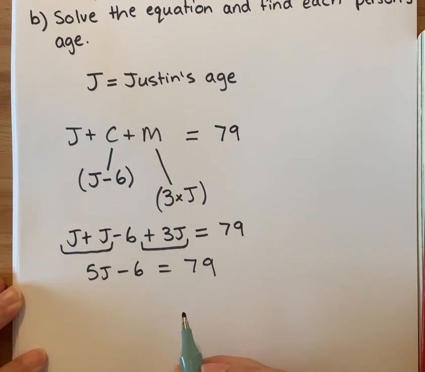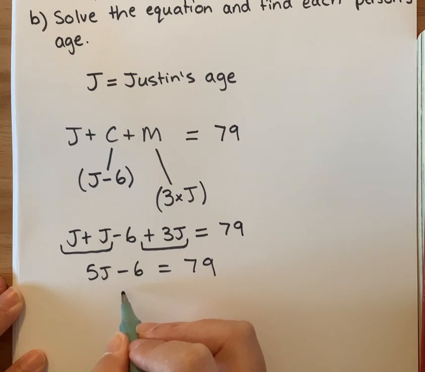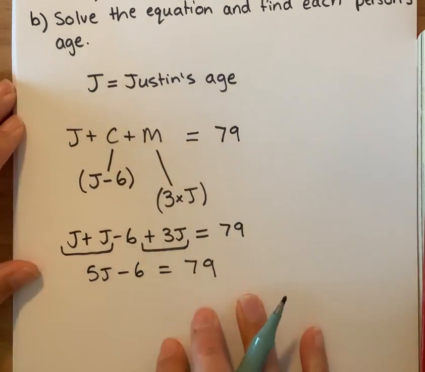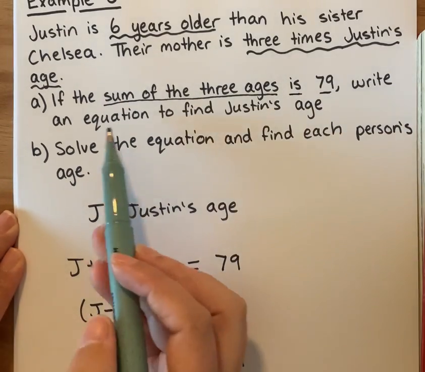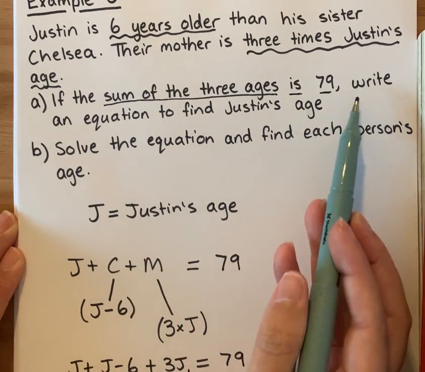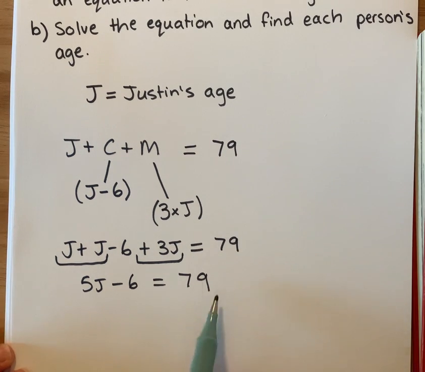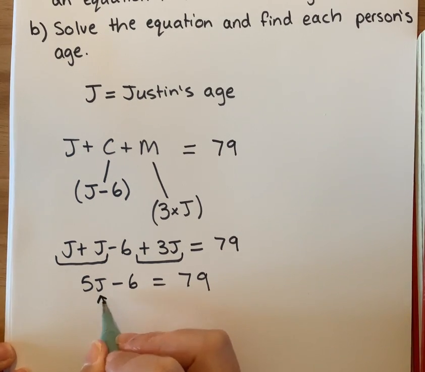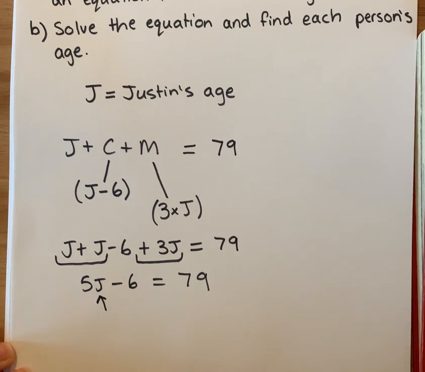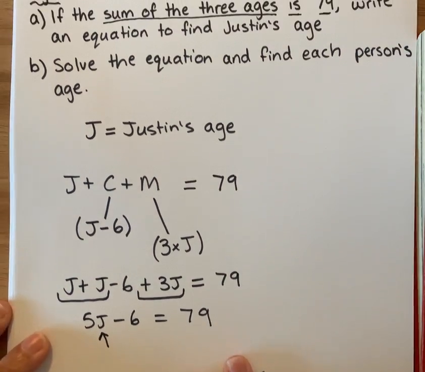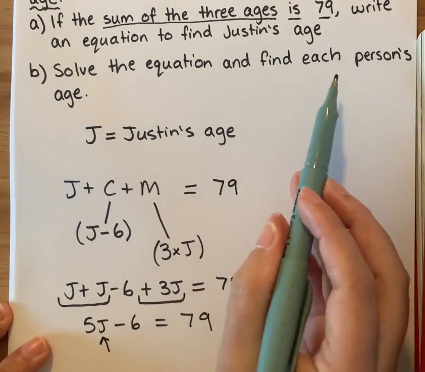Step 4 is just solving it. So we just need to perform, oh, actually, sorry. We've actually answered question A, because remember they didn't say to find Justin's age. They just said write an equation to find Justin's age. So we've done it. We've already got our equation here. Justin's age is just represented by J. So this will, if we solve it, it will help us find Justin's age. Okay, part B. It says solve the equation and find each person's age.